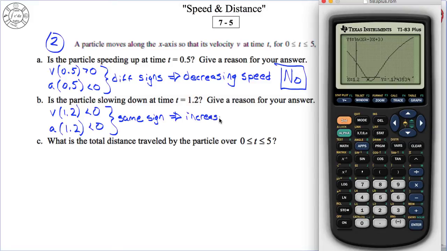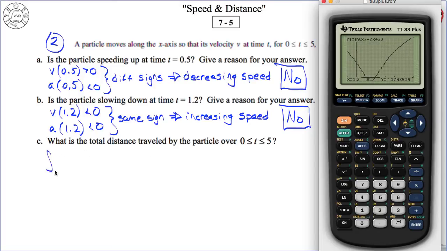And it's asking, is it slowing down? No, it's the opposite, so no, it is not. It is speeding up, just in the negative direction. What is the total distance traveled? So total distance traveled, we need to take the absolute value.